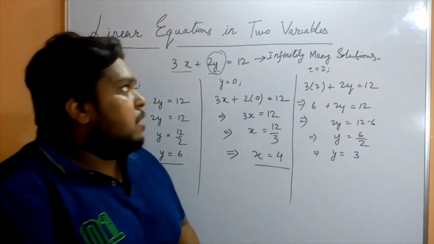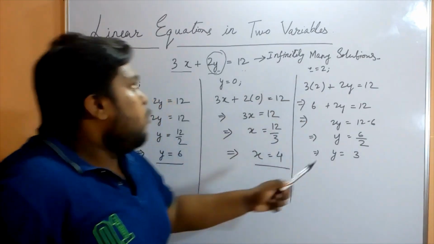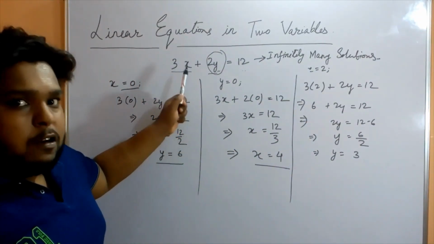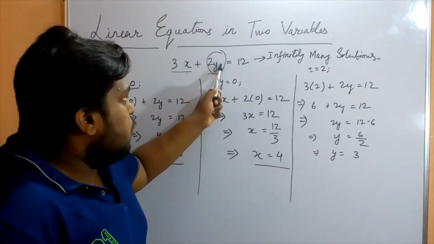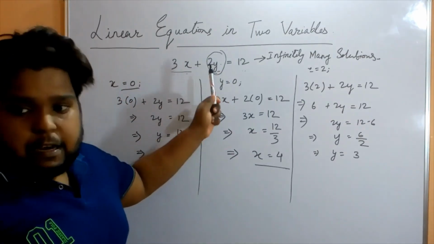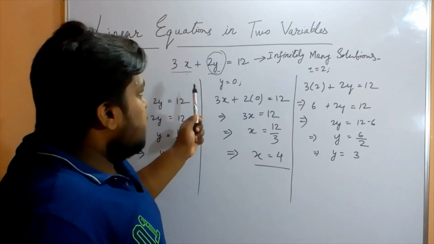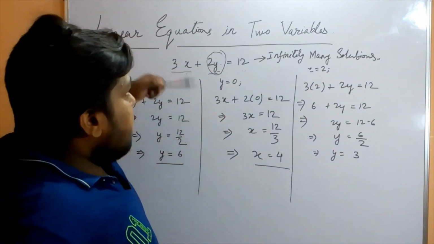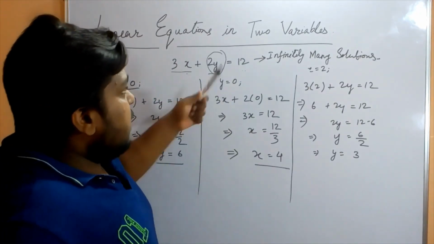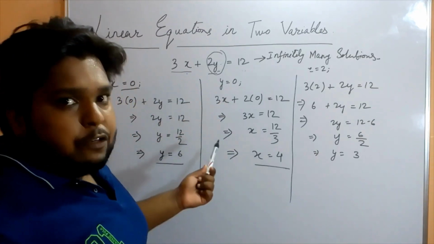You have to understand what this is. You can take any value of x, and for that value of x, you will get the value of y. Or if you take any value of y, for that value of y, you will get the value of x. Which means we can take infinite values of x or infinite values of y, and you will find the solution.